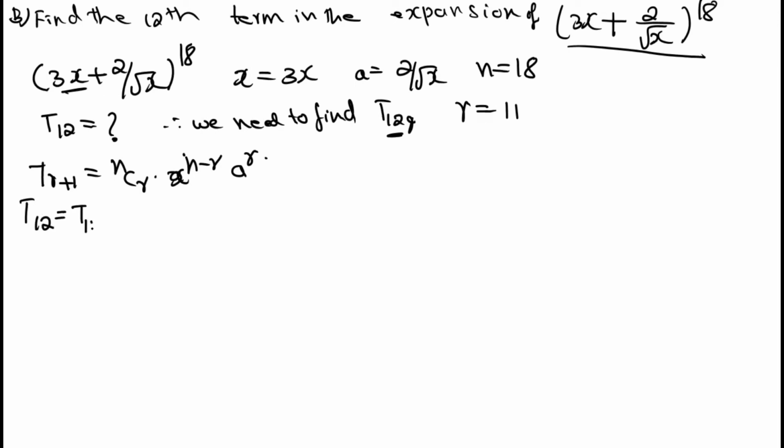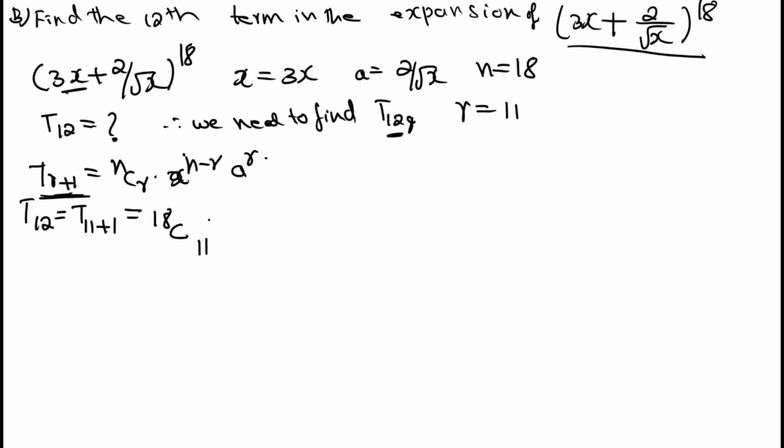T12 can be written as T11 plus 1. Why? Because you need to write it in the form T(r+1). So to get the 12th term, the r value must be 11. Okay, so T(11+1) equals nCr, where n value is 18, C, r value is 11.